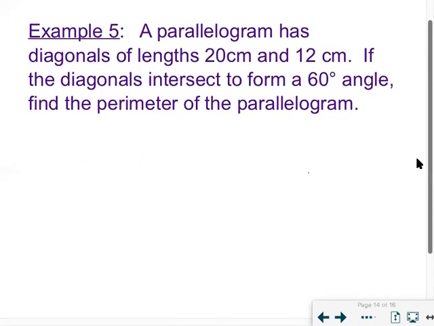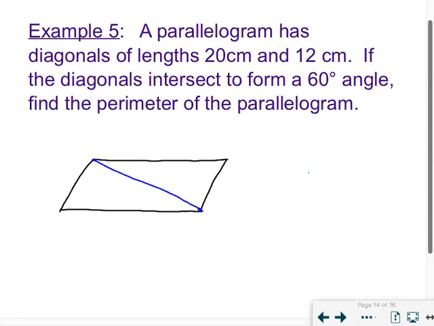So let's start by sketching a parallelogram. It's just a sketch, doesn't have to be perfect. Okay, so here's my parallelogram. I don't know any measurements on the parallelogram other than the diagonals inside it, so I'm going to start with that. Let's connect some diagonals. Diagonals connect non-consecutive vertices. So here's one diagonal, and I have another diagonal connecting the other two vertices here.